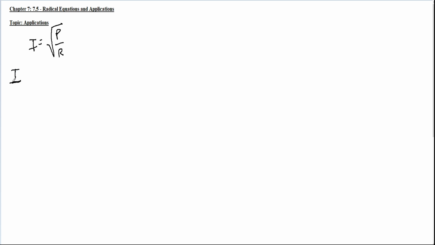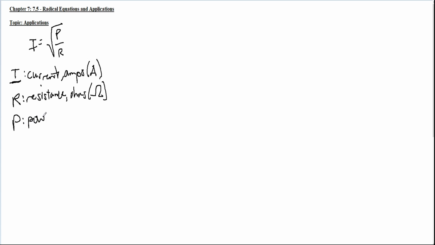So I is the current, which is measured in amps, and the symbol for that is A. Let me fix that A, because that's a terrible A. And then R is the resistance within that device, and that's measured in ohms, and we have our Greek letter here. And then finally, P is our power, which is measured in watts, and the symbol for that is just W.